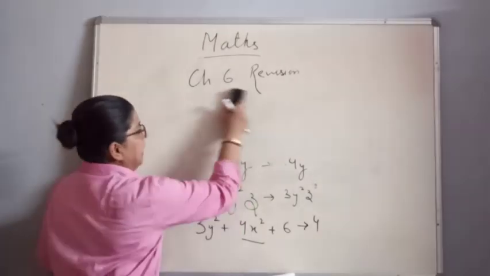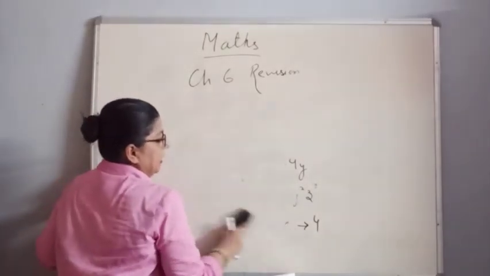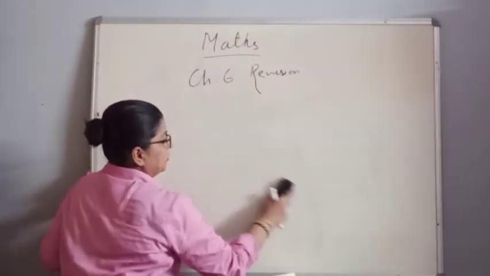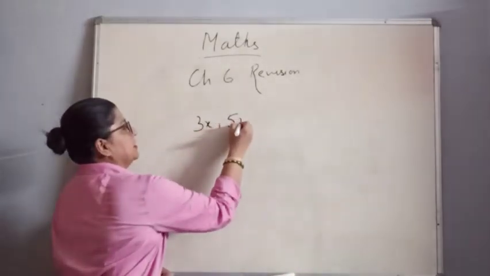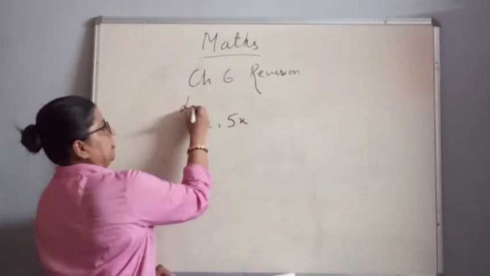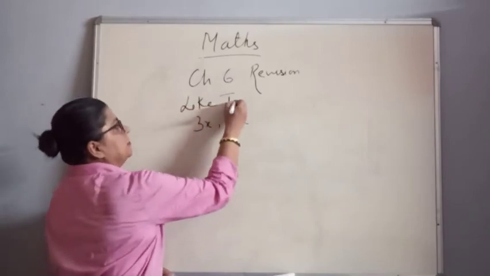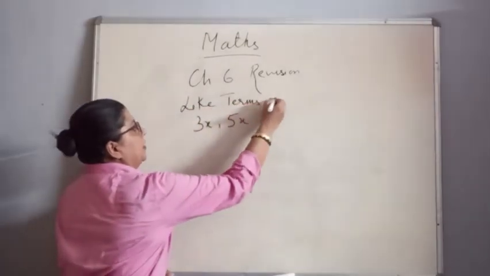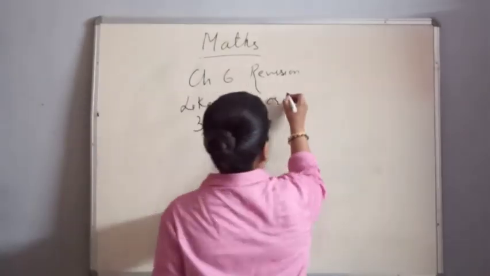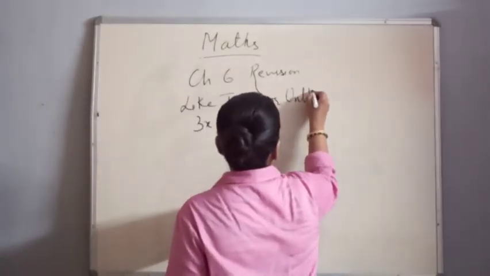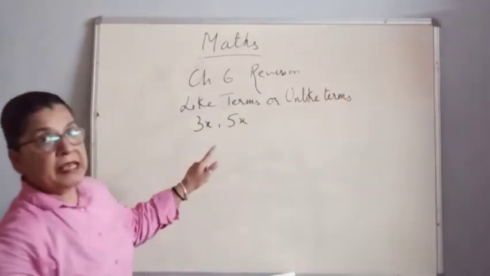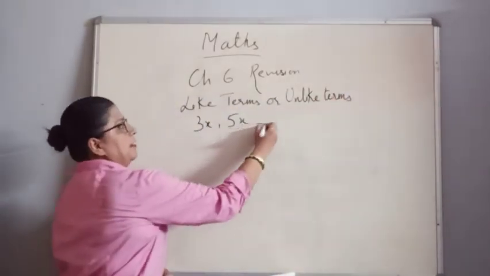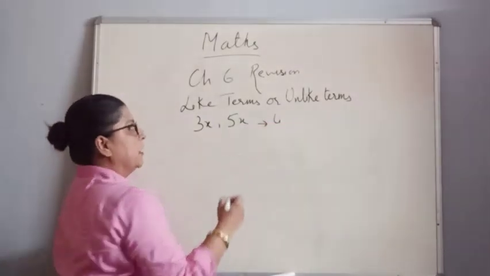Next we are having like terms and unlike terms. If I will give you 3x and 5x, like terms or unlike terms? Three x and 5x. Yes, these are like terms because both are having x.